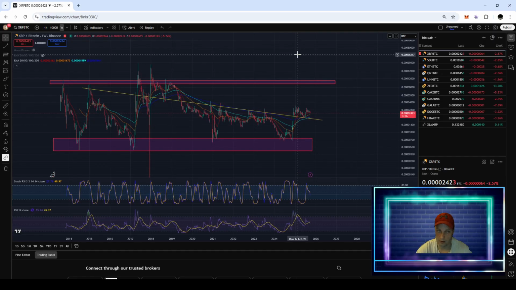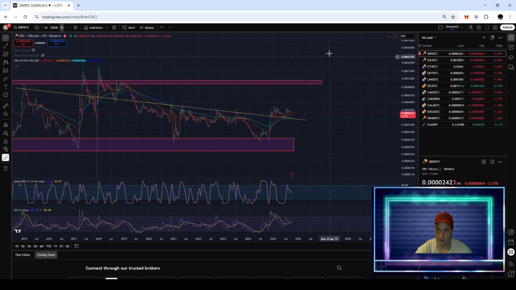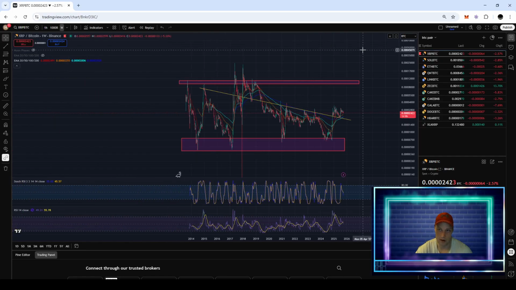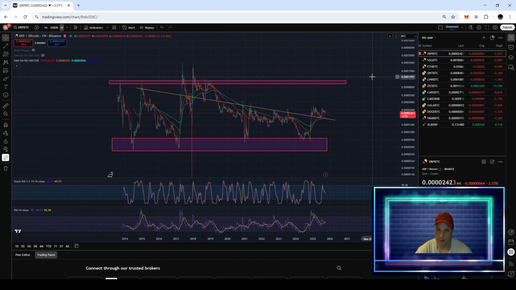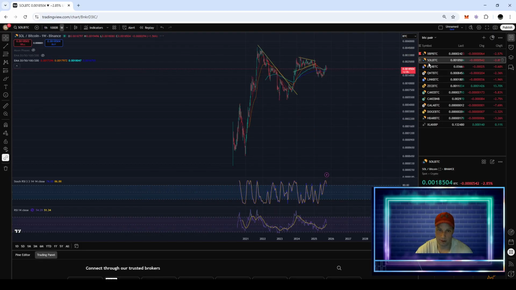So then you would get an actual rotation, and you would see a flipping at that point somewhere where XRP would flip Bitcoin. Yeah, so that's the first one. Let's go ahead and look at some more BTC pairs.